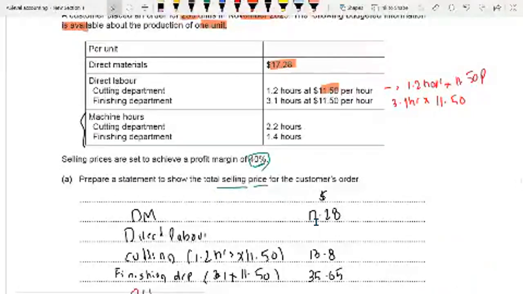So first of all, direct material is very simple. I am just going to find out the per unit cost first. So 17.28 is the direct material, and for direct labor we have two departments. The first one is the cutting department. In the cutting department, workers work for 1.2 hours and you're paying 11.50 per hour, so this gives you 13.8. For the finishing department, 3.1 hours are invested and you're paying $11.50 per hour, so this gives you 35.65.